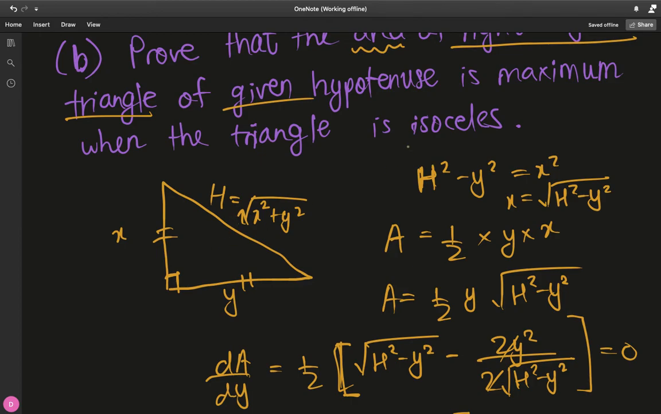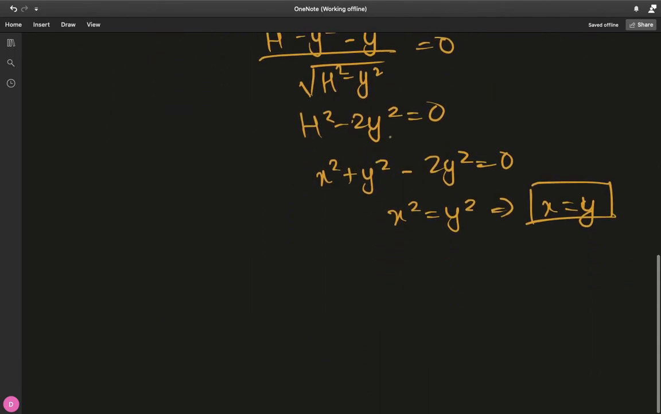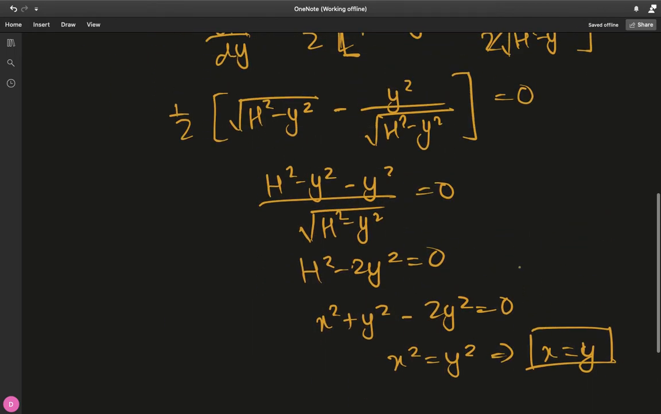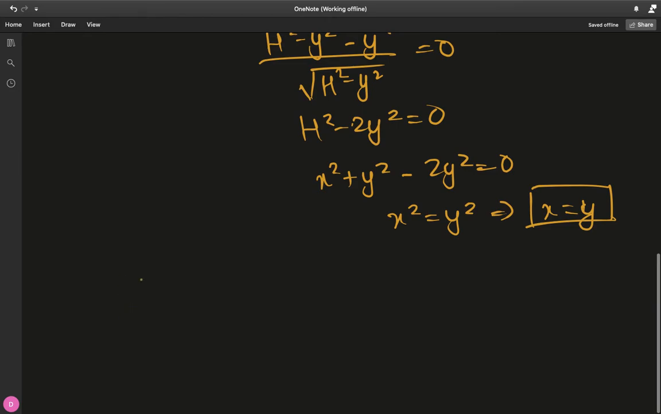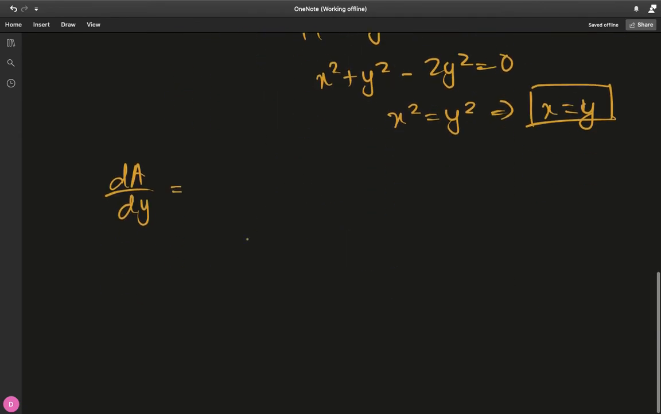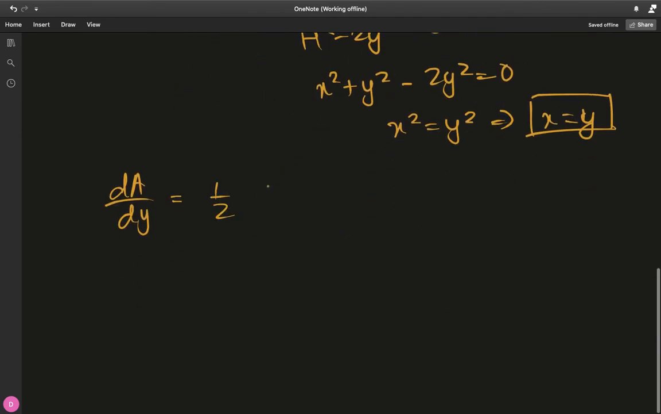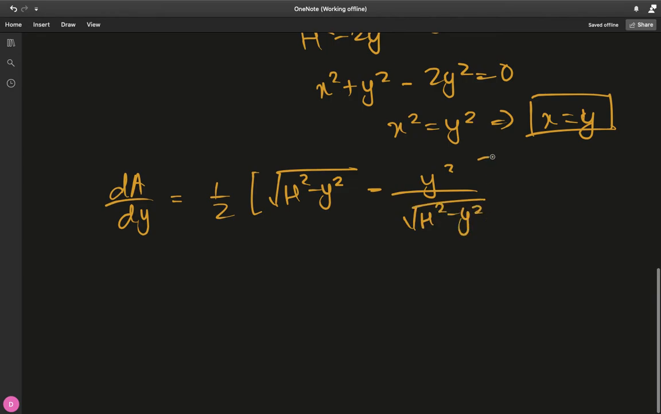And that's actually enough to show it's isosceles, but we actually need to do some more work, because we need to show this is actually the point of maximum. This happens when the area is maximum. So we need to do the second derivative test. So dA over dy, I'm recalling the function, is 1/2 square root of h squared minus y squared minus y squared over square root of h squared minus y squared.